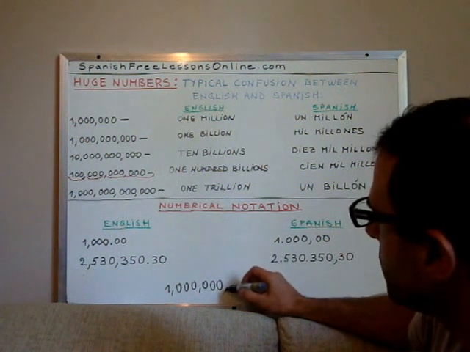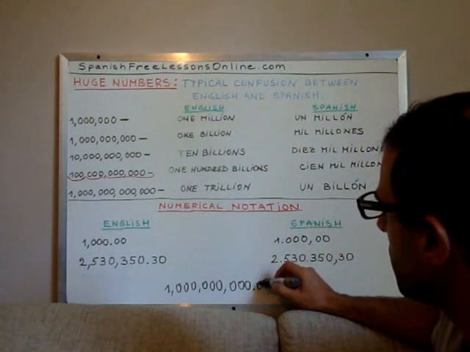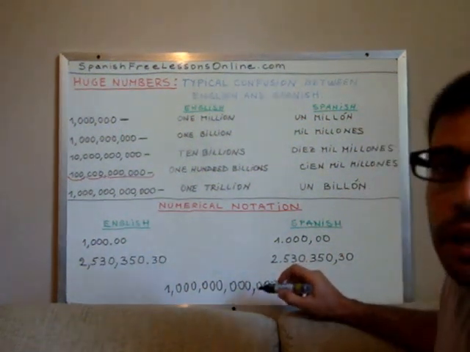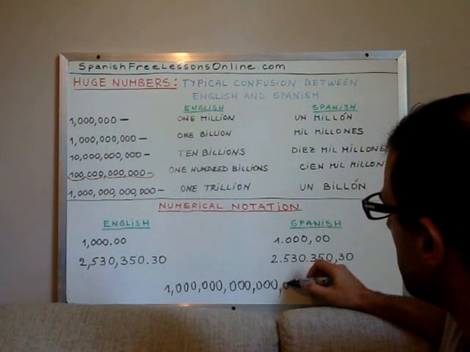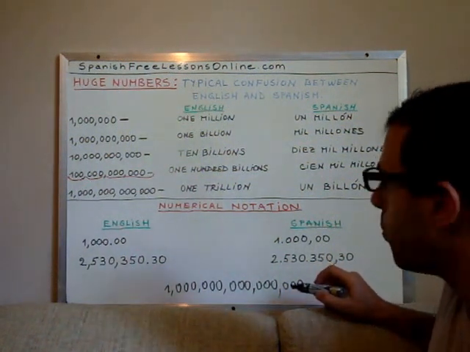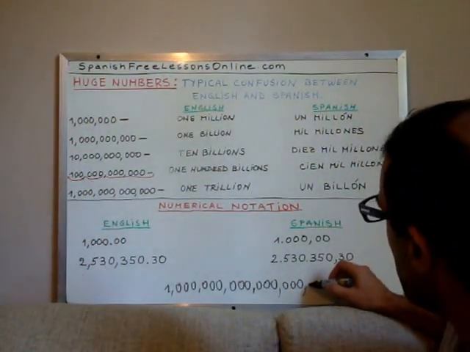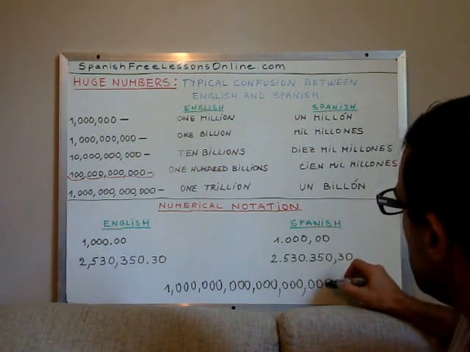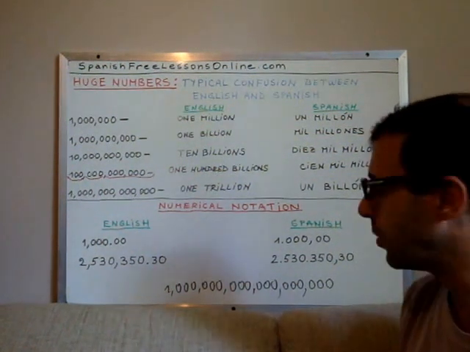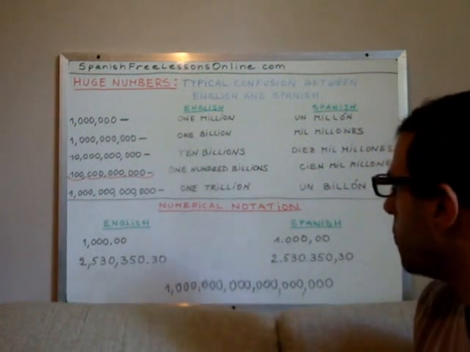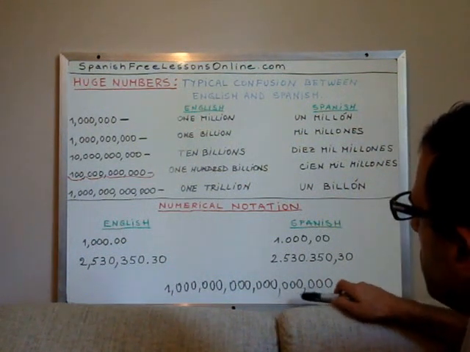This is 1 million. This is 1 billion, or mil millones. This is un billón. This is 1 trillion, or mil billones in Spanish. And this is what we call 1 trillion in Spanish. Let's see if I'm right. Yeah. 1 trillion in Spanish.